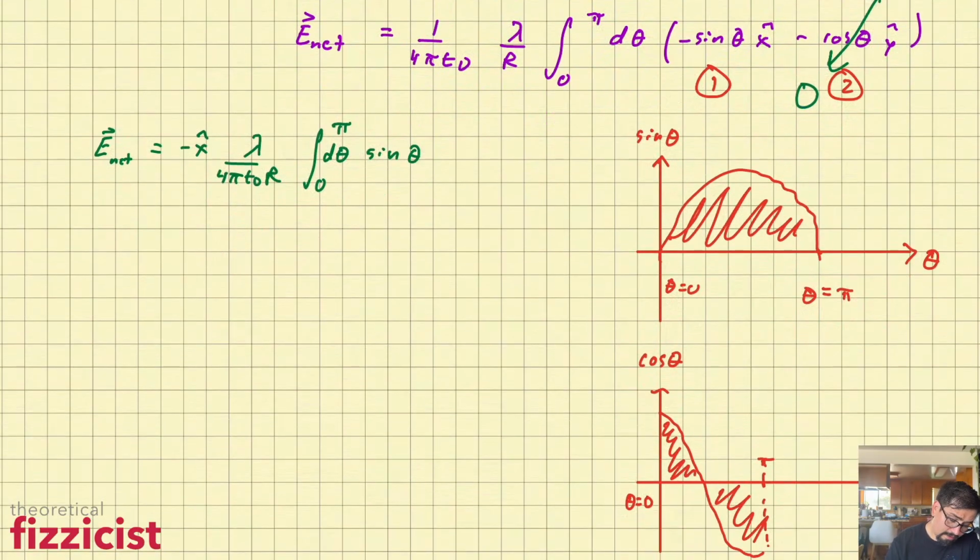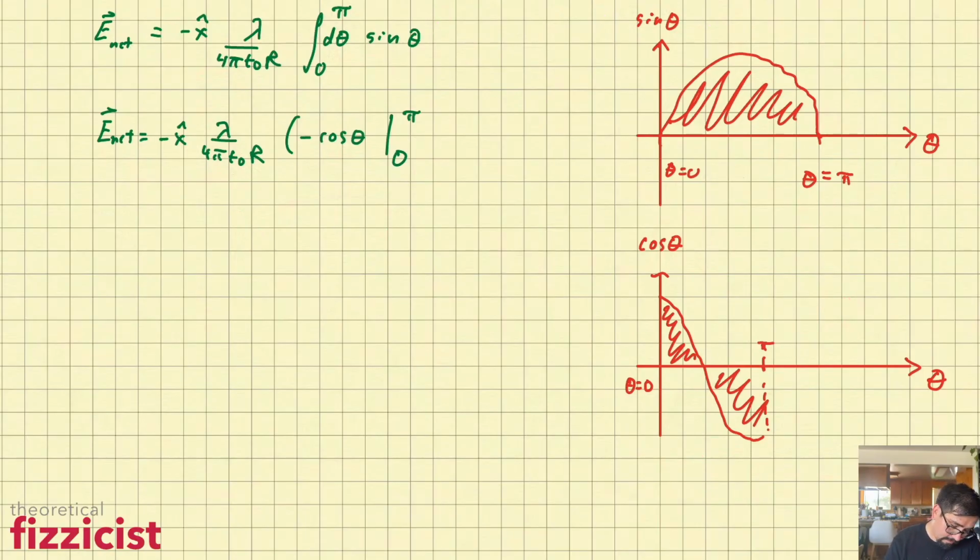Good. So now that we have all that, integral of sine is what? Well, that has to be negative cosine, right? So then you have negative cosine of theta going from 0 to pi over here, right? And then you got a minus x hat lambda over 4 pi epsilon naught r over here. Don't forget that hat term right there. Boom, E net. Good, good, good. What's cosine of theta at pi? That's negative 1. So the two terms you get here are 1 minus negative 1 right there.